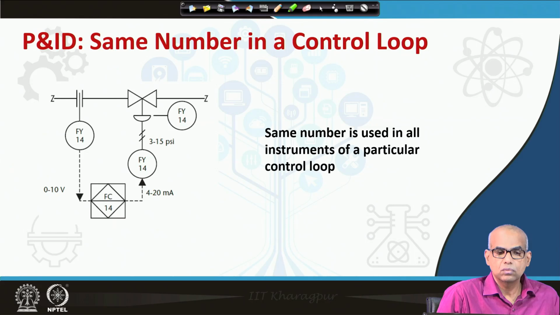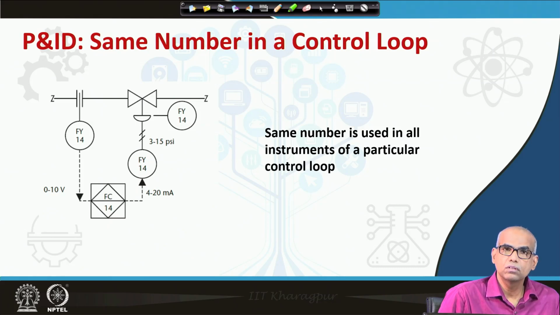Now, the same number will be used in all instruments of a particular control loop. If you look at this control loop, all instruments carry the number 14. So, this is loop number 14 and all the instruments that belong to loop number 14 will have tag number 14. You should be able to identify that this control loop is for flow control. Look at the orifice.